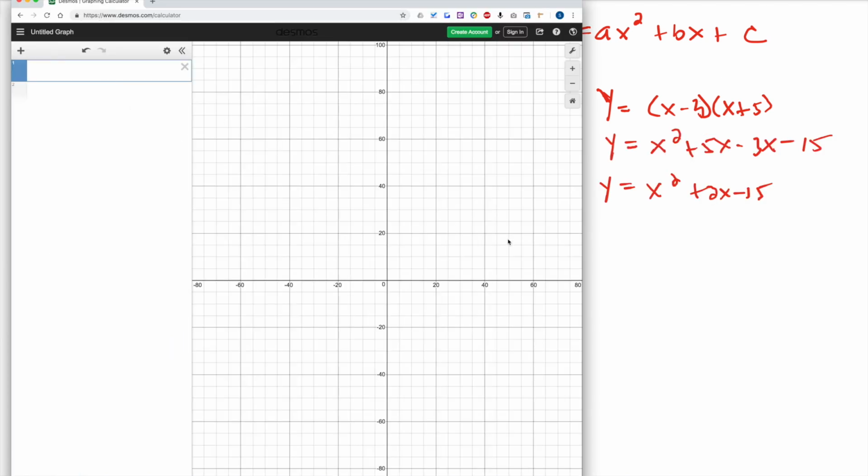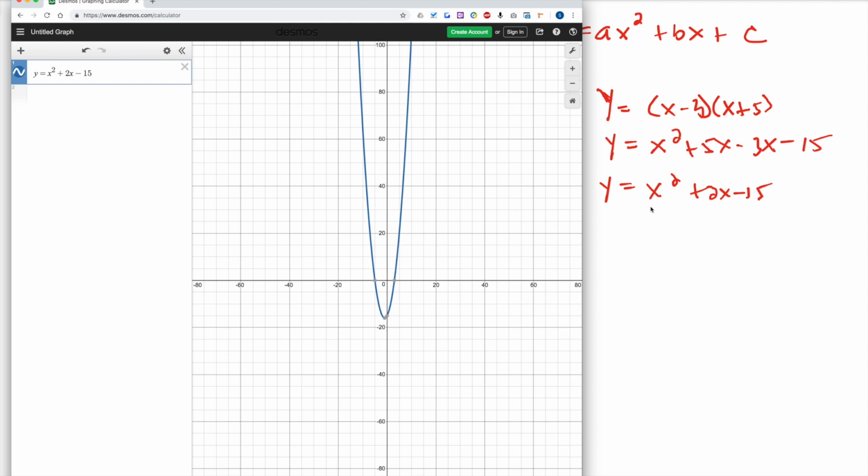Okay, so the one that I made up, this one down here, it's y equals x squared plus 2x minus 15. Okay, so what do you think the x-intercepts are on this one? It's kind of hard to tell, actually. You can guess. It's super hard to tell. What are the x-intercepts for this?